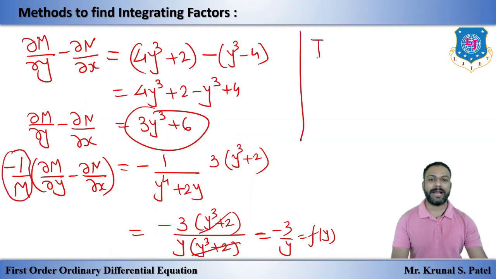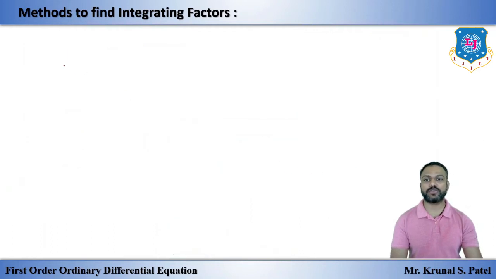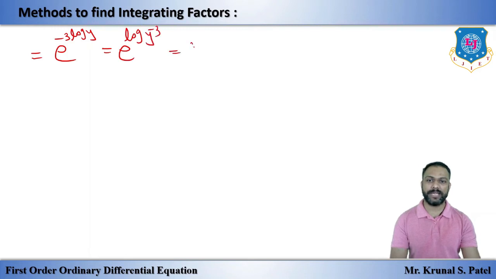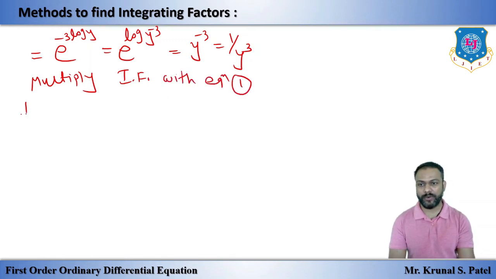So the integrating factor is equal to e raised to integration f of y dy, so integration of minus 3 by y dy. So e raised to minus 3 as it is, and the integral of 1 by y is log y, which equals e raised to log y raised to minus 3. So we have y raised to minus 3, that means 1 upon y cube. Now we will multiply the integrating factor with equation number 1, that means our question.